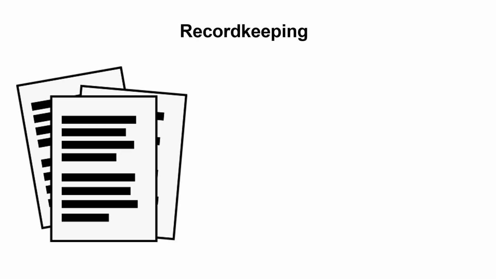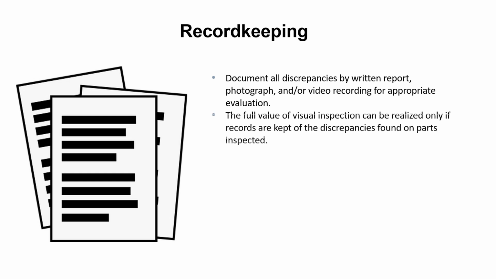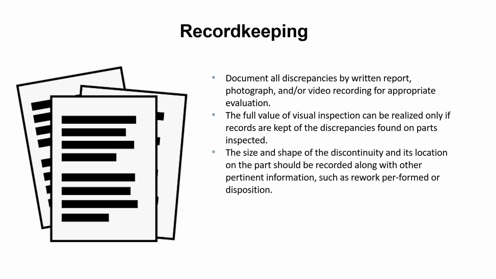So record keeping, I think I've stressed that a little bit in the previous modules. With record keeping, with visual testing, we want to document all the discrepancies in a written report, photograph or video recording, depending on what we've got going on. The only way we're going to get the full value of visual is if we keep records of the discrepancies found on the parts that are inspected. Size, shape, location of the parts should be recorded along with other pertinent information such as rework performed and other dispositions.